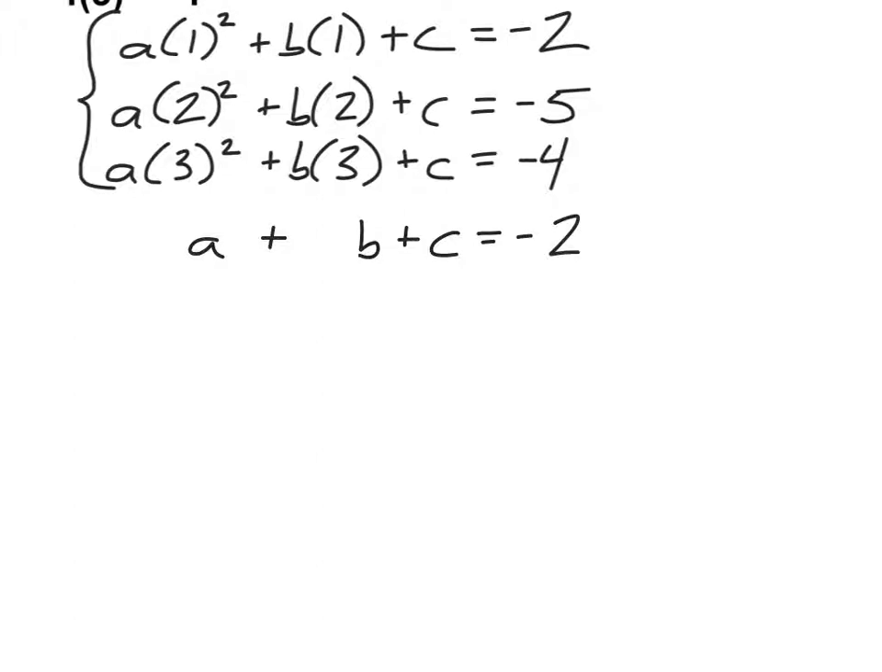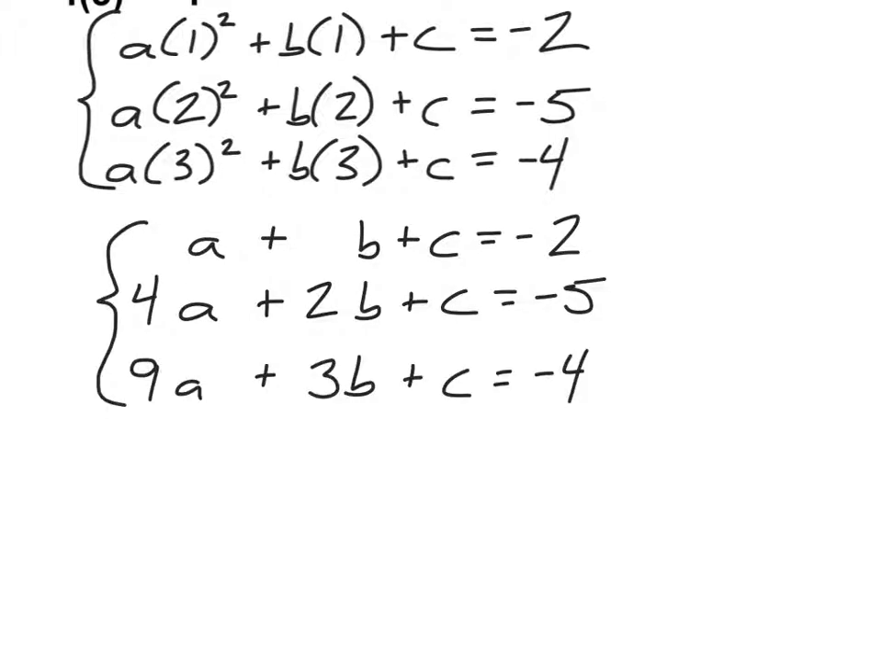We then repeat the process for the second equation, but in this case, obviously they're not 1s. We're going to be doing 2 squared. Okay, so 2 squared is 4, so it's a times 4, so I'm going to write that then as 4a. Plus, now do it for this one. B times 2, I want to write that then as 2b, plus c equals negative 5. And again, do the same for the last equation as well. And so now we have this system.